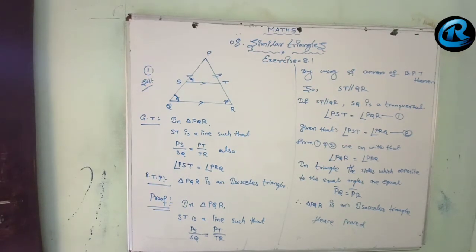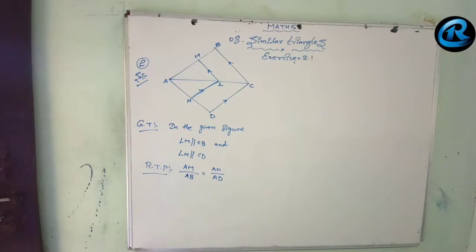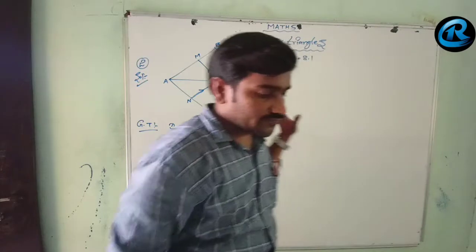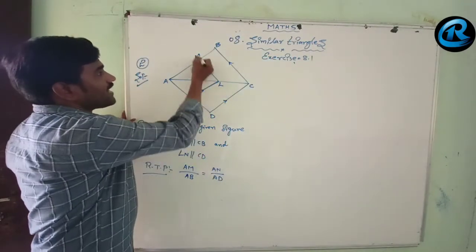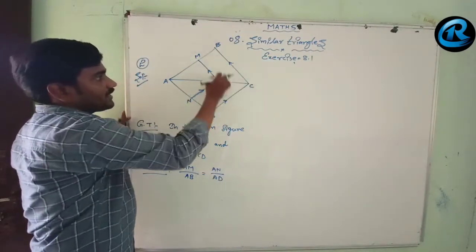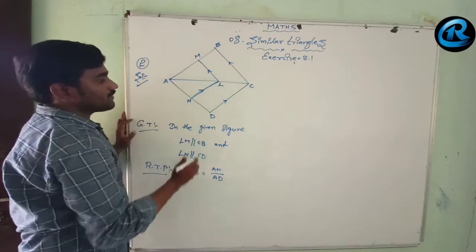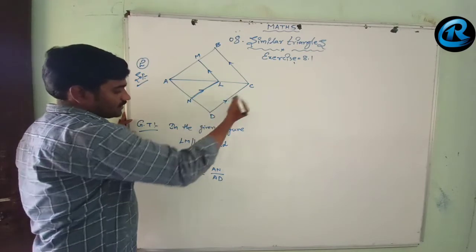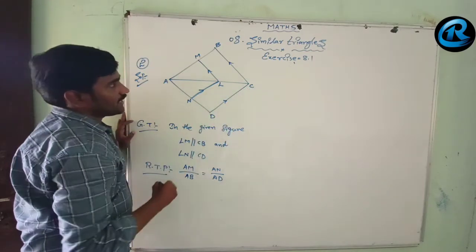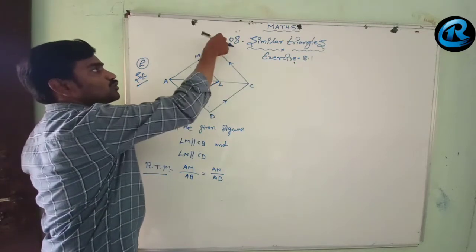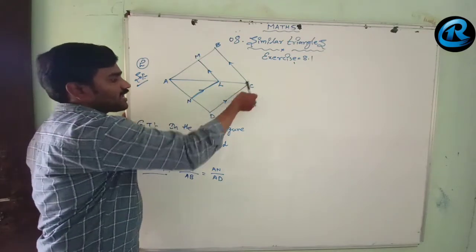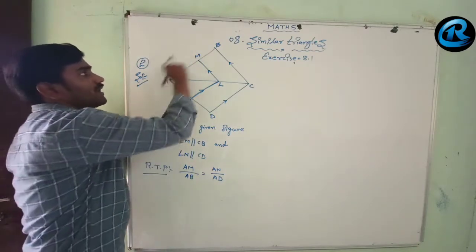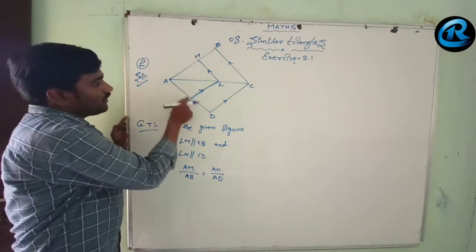Now we go for the second question here. In the second question, clearly see in the given figure, LM is parallel to CB, and LN is parallel to CB. Here LM is parallel to CB, here LN is parallel to CB. So we need to prove that AM by AB is equal to AN by AD.